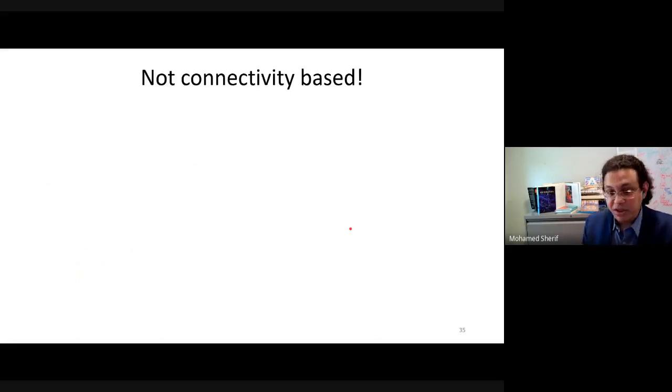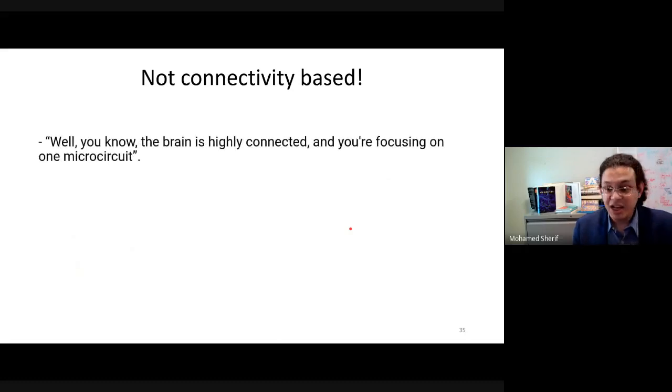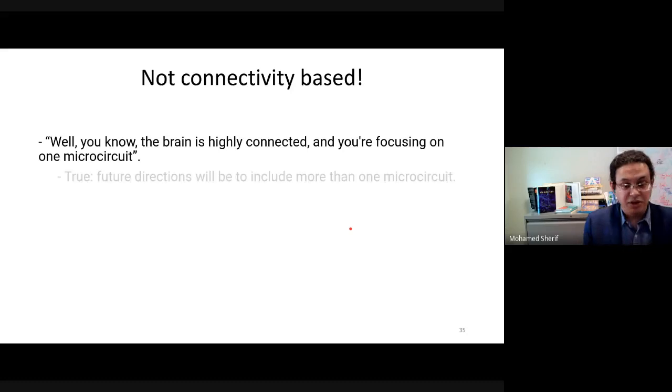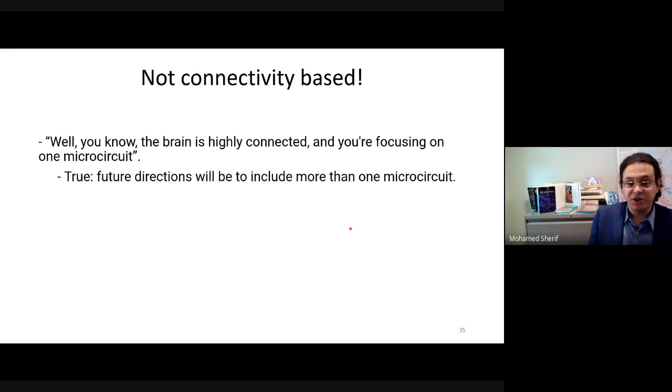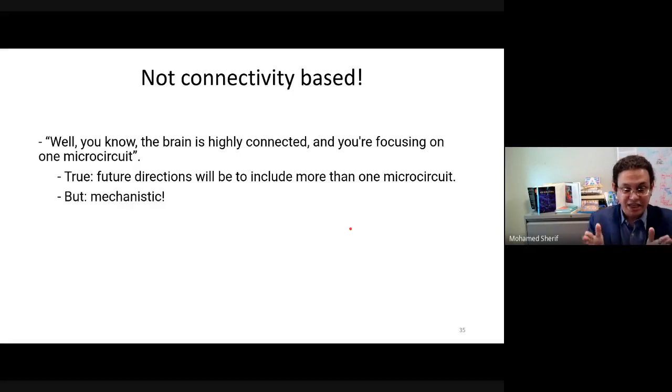Some people might say this is not connectivity based, the brain is highly connected, and you're just focusing on a single microcircuit. And I agree, and this is why the future directions would be to include more than one microcircuit. However, the advantage that we get is that this is mechanistic.